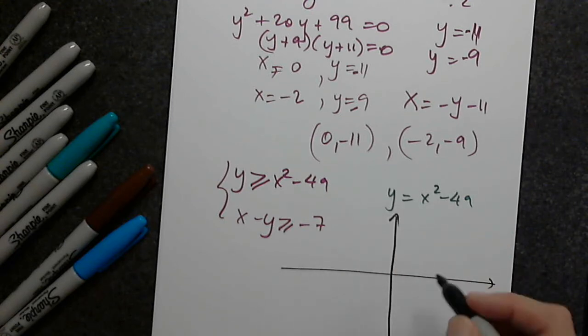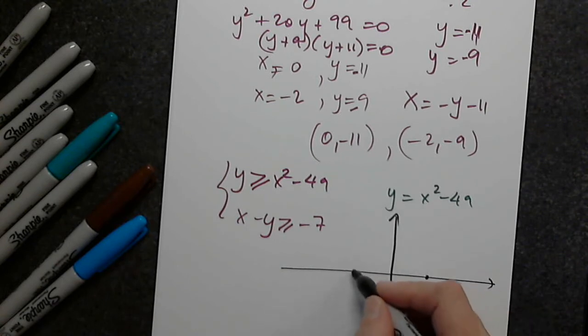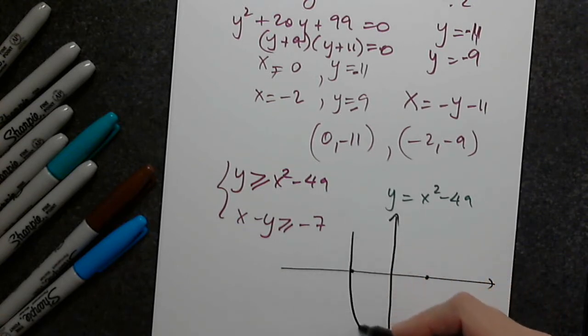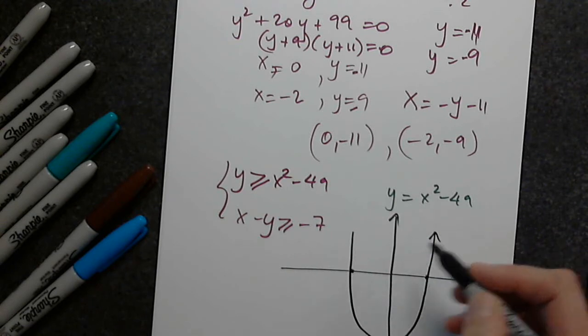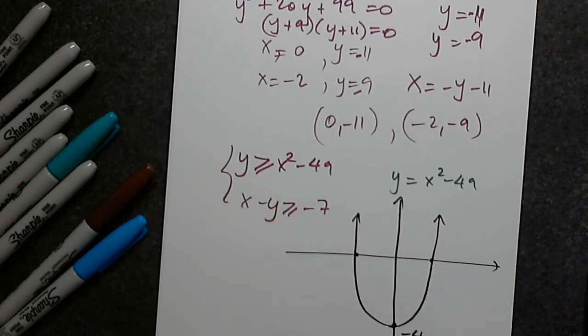I'm going to say that this is negative 49. I'm going to say that this is positive 7, and this is negative 7. So this is the graph. It's a solid curve because of the equal symbol.